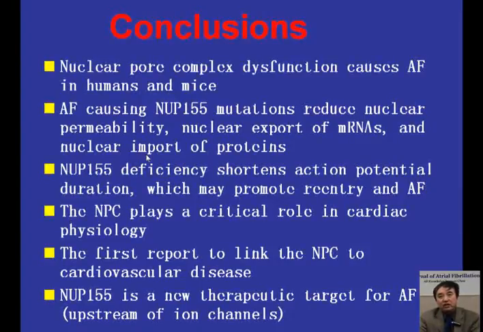And most importantly, we think loop155 is a new therapeutic target for AF upstream of ion channels. In the past, people have focused on ion channels to develop therapies for AF, but with limited success. So I think focusing on an upstream target like loop155 may offer a very nice alternative to develop therapeutic agents for atrial fibrillation.